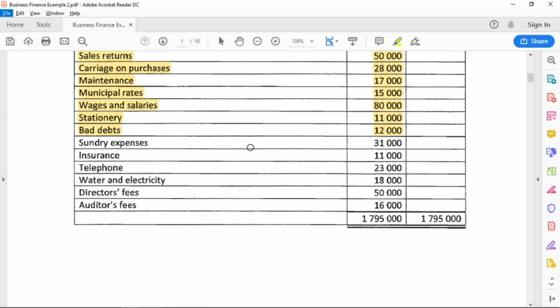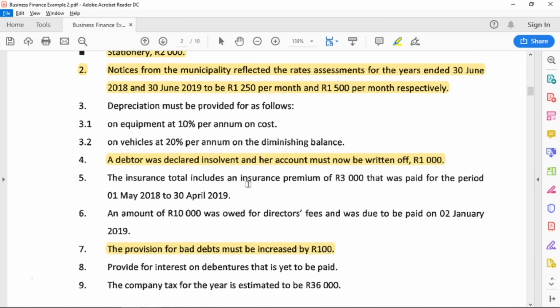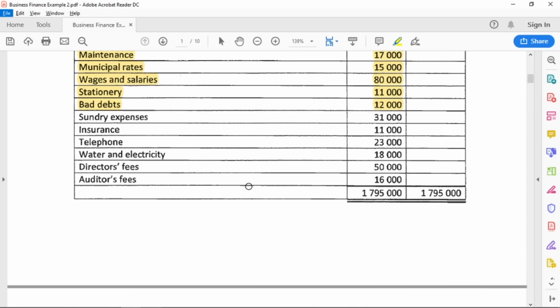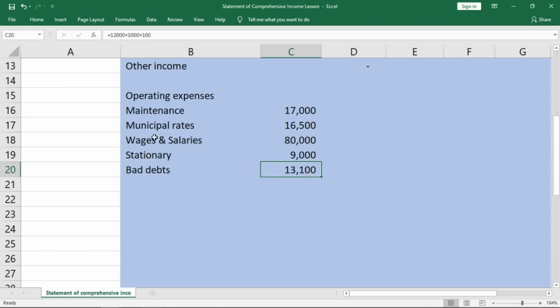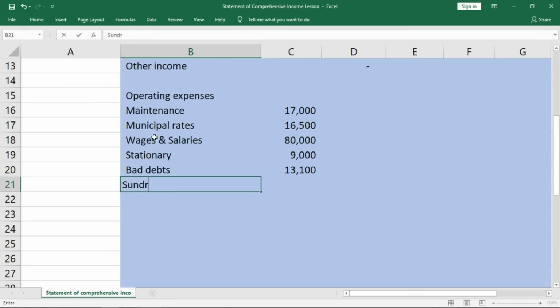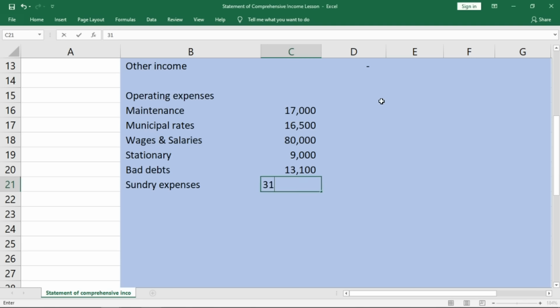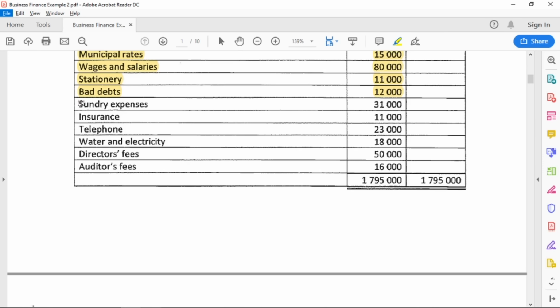So let's go back up over here. Sundry expenses of, we're told it's 31,000 Rand. And from our additional information, we have nothing on sundry expenses. So we do not record anything. We record it exactly as it is here in the pre-adjustment trial balance. So we write down here sundry expenses, and we take the amount 31,000 Rand. Then we highlight that one over there.